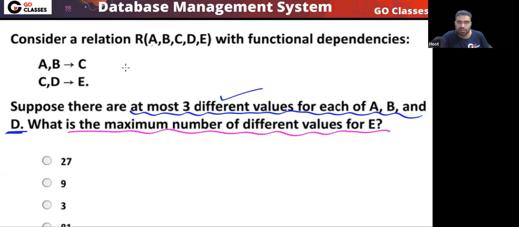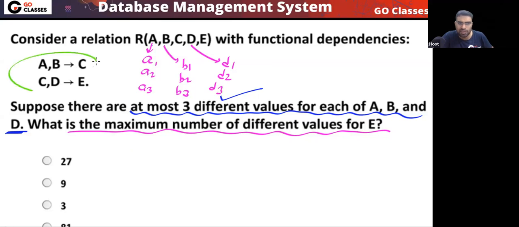Did you understand the question? A can have maximum 3 different values. B can have maximum 3 different values. And D can have maximum 3 different values. Now the question is asking how many maximum different values E can have. So let's see this. These functional dependencies are already given to you. So first you check for C. How many maximum different values can C have?